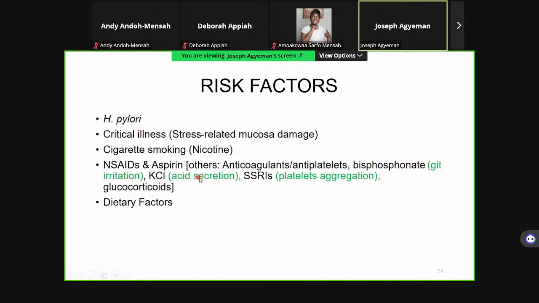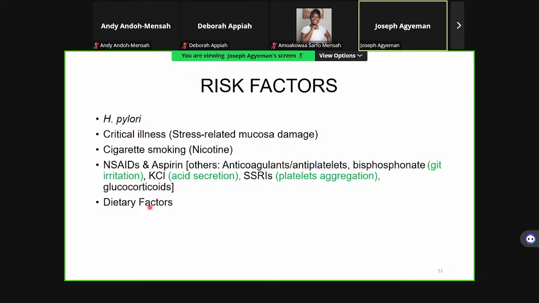KCl, you remember the input of potassium, it exchanges with hydrogen. So KCl can enhance more acid secretion because of the presence of potassium. And with excessive acid secretion, you can get ulcer. Glucocorticoids, we've talked about it. And dietary factors, your dietary content. You have a lot of possible inflammatory agents that can cause inflammation, spices, your pattern of eating, you starve because you don't have money.